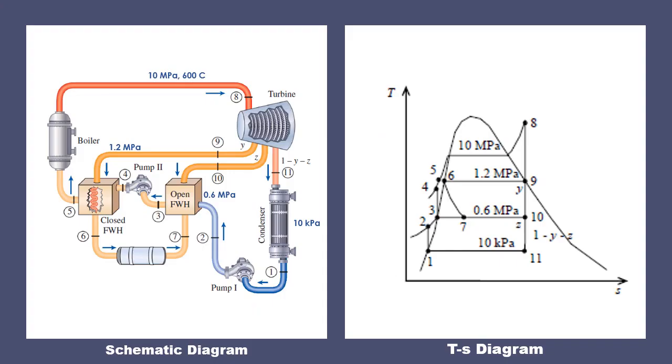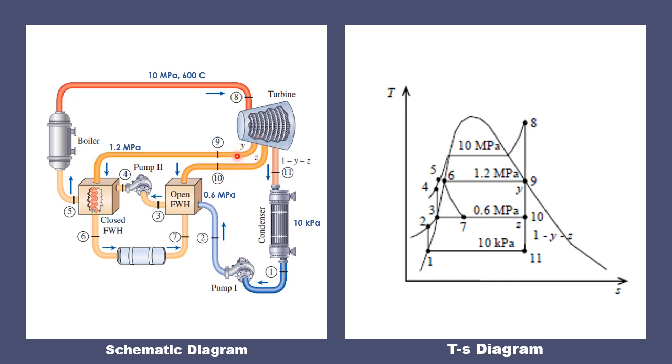So for the equivalent schematic diagram, this is how it would look like. So you can find here the 4 operating pressures. The 10 megapascal for the boiler pressure, you can also find that here in the TS diagram. The 1.2 megapascal for the closed feed water heater, we have here 1.2 megapascal. We have 0.6 megapascal for the open feed water heater, that's why we have here 0.6 megapascal. And the condenser pressure of 10 kilopascal, that's why we have here 10 kilopascal at the lowest constant pressure line. And we have 1 closed and 1 open feed water heater.